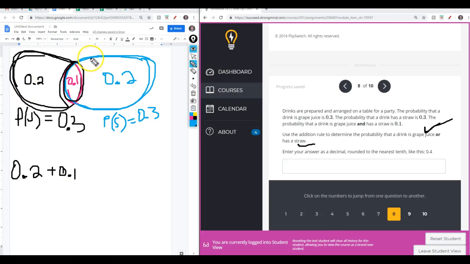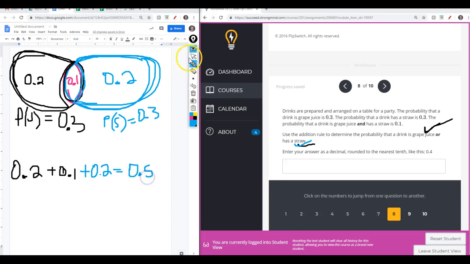Plus, let's see, if it was pulled from just this area of the drinks that had straws, did it meet this requirement? That the drink is a grape juice? Well, no, it didn't meet the grape juice. Or it had a straw? Yes, it met that requirement. It has a straw. So that's why we add that 0.2. So then we have this total of 0.5.